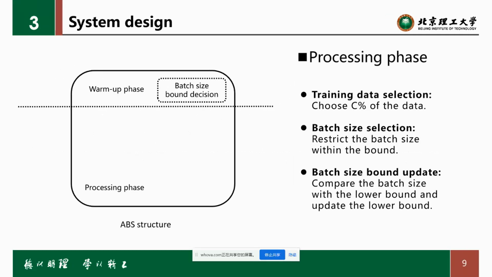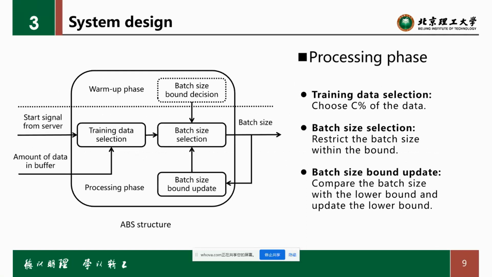The processing phase will start after the warm-up phase. In each iteration, after receiving the start signal from the server, the worker will count the amount of training data in the buffer. To alleviate the fluctuation of batch size in the long term, only C% of the counted data will be selected. A smaller C can result in shorter iteration duration, while a larger C can reduce the iteration runs. After that, the selected batch size is further restricted within the upper bound and lower bound to generate the final batch size. The upper bound and lower bound are determined during the warm-up phase.